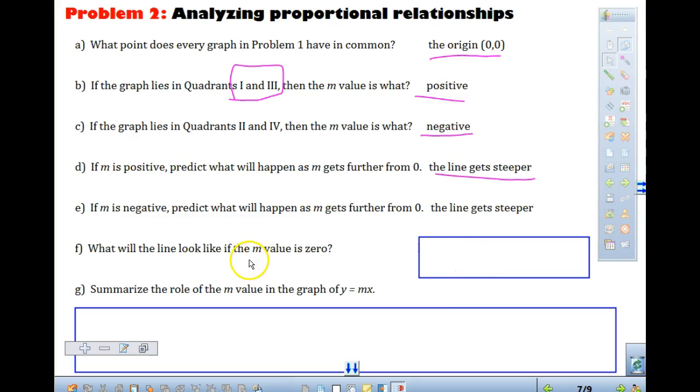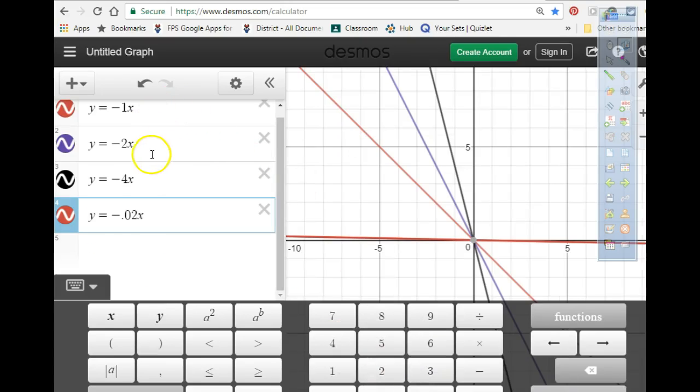It then says, what will the line look like if it is an m value of 0? If m is 0, what happens? It's flat. Flat which way? Horizontal. And could we check that right now? Could we take a look at our equation and put in 0? Yes. Instead of it being 1, let's put in 0.